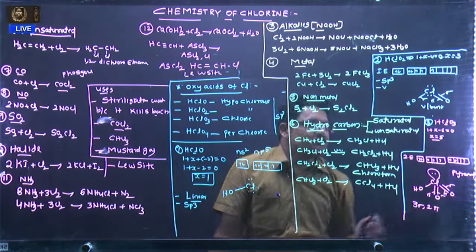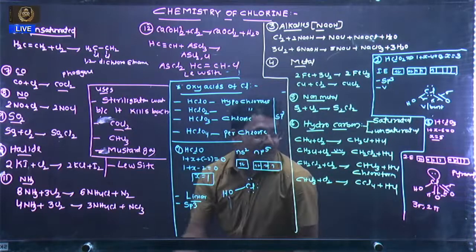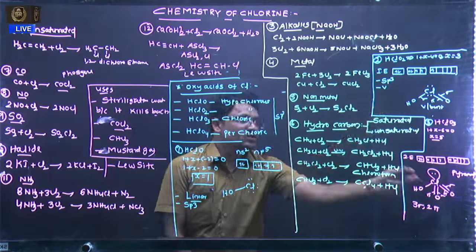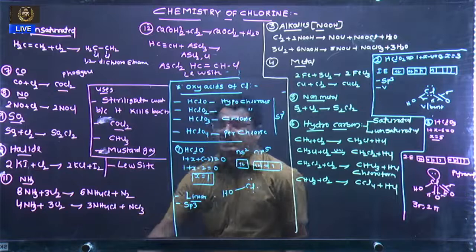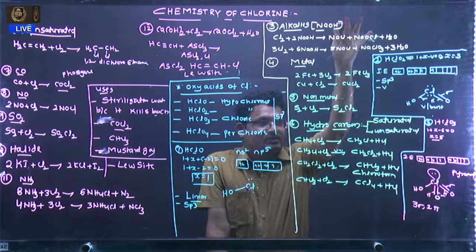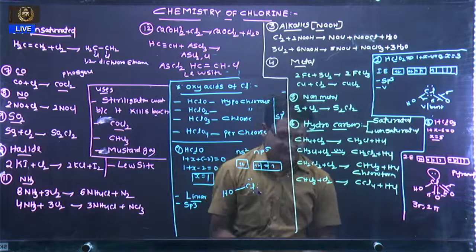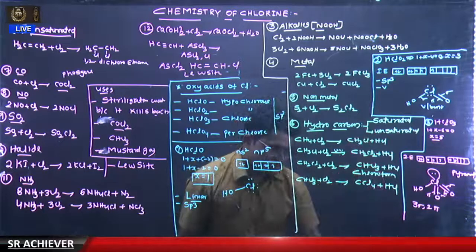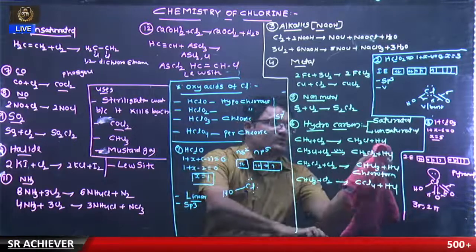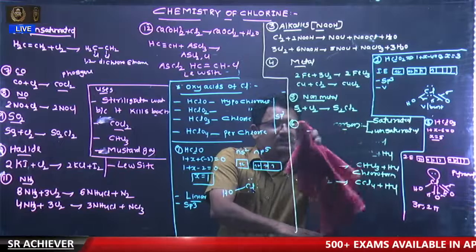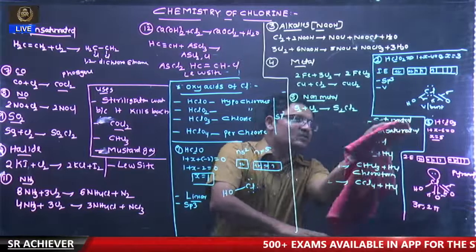This is hypochlorous, chlorous, chloric. The next one, the last one, is perchloric acid. What is perchloric acid? The formula of perchloric acid is HClO4.